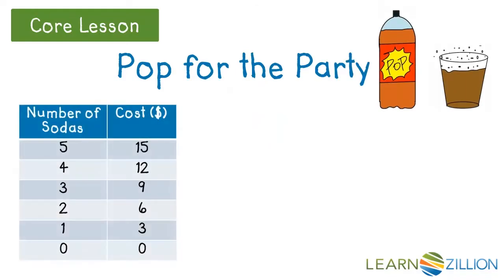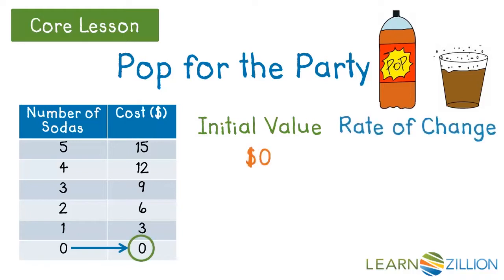Look at this table of how much soda costs. Can you find the initial value and the rate of change? Remember, the initial value is when the input is zero. The input is the number of sodas, so when that is zero, it costs $0. Let's find the rate of change.